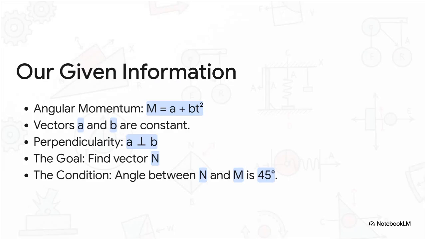So, let's put it all on the table. We have the exact formula for m, we know vectors a and b don't change, we have this critical piece of information that they are perpendicular to each other, and our whole goal is to find n, but not just any n, the n at the exact moment the angle between it and m hits 45 degrees.